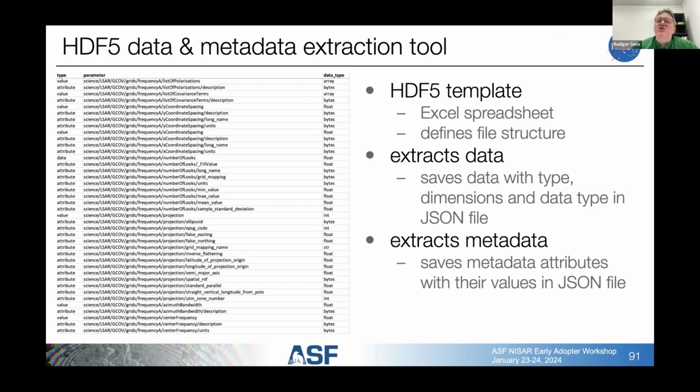So if anything changes, I just need to update my spreadsheet and not necessarily the tool that I'm using for extracting. I'm extracting the data, saving it with its type, in a JSON file. JSON is probably just the easiest to look at and to parse. Another way is to extract the metadata, which saves the metadata with the attributes and the values.